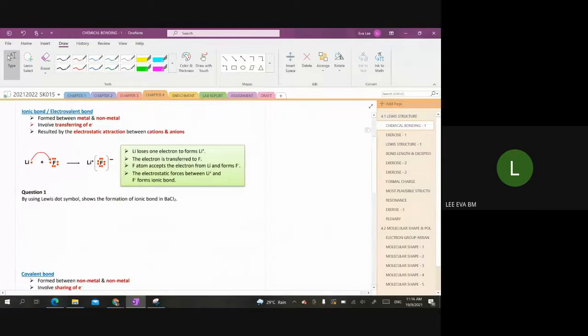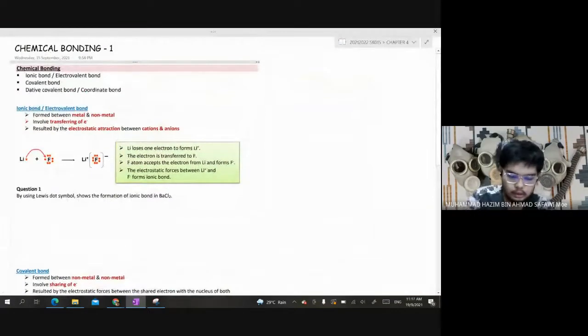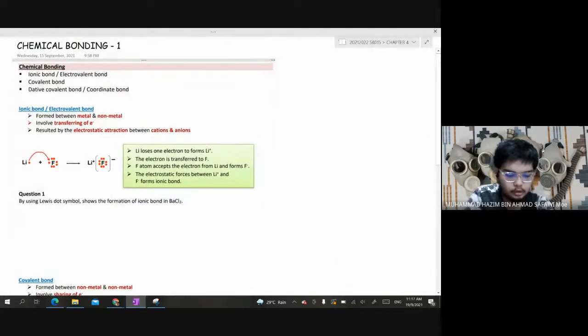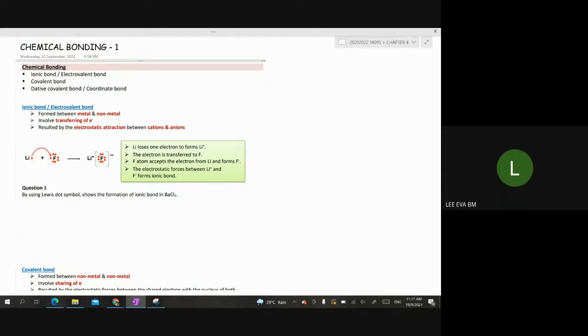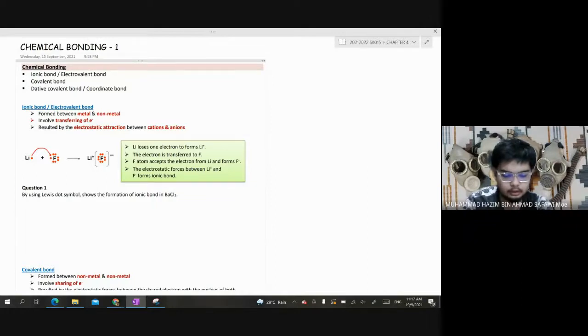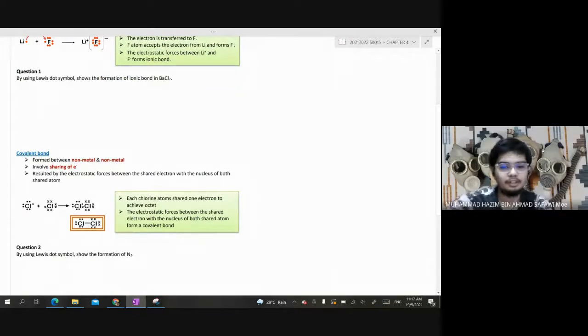All right. Madam, for the octet rule, I want to ask about the configuration of sharing of electrons. As we can see here, there are two fluorines, and also another configuration where there's a single dash. No problem, Hazim, this one Madam wants to explain over here.